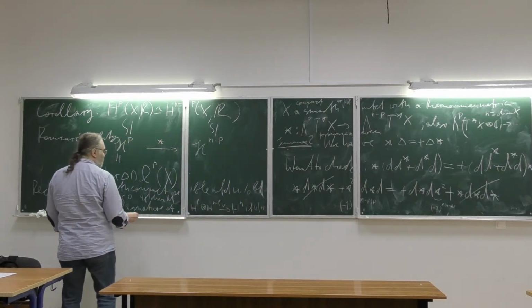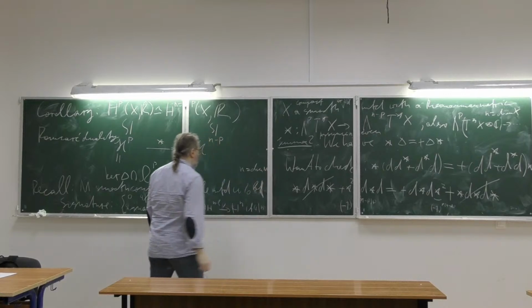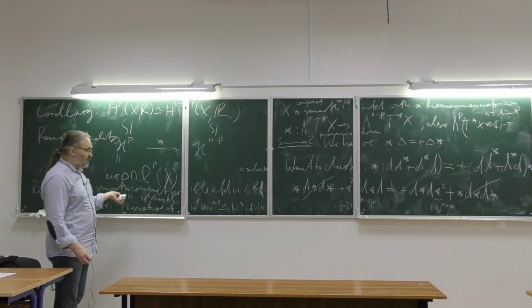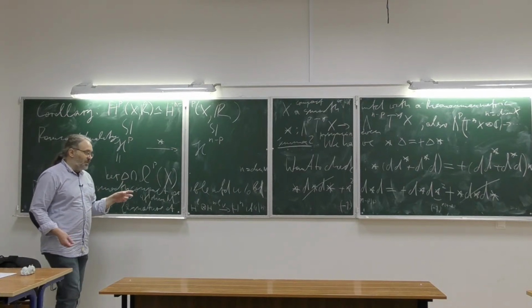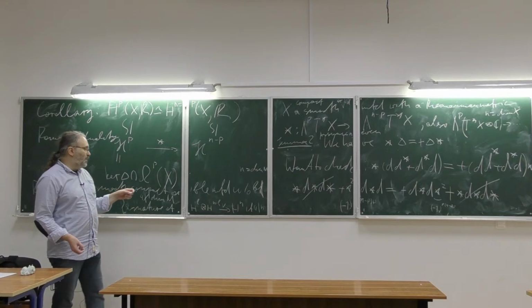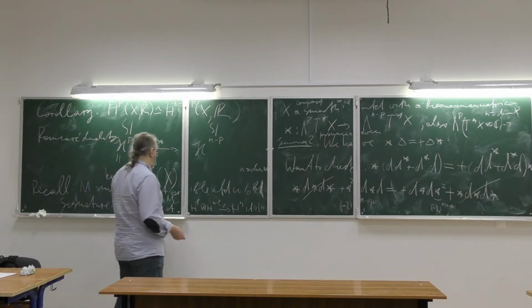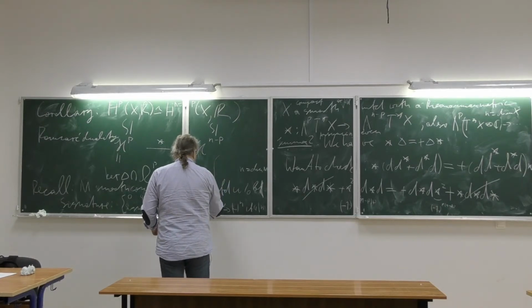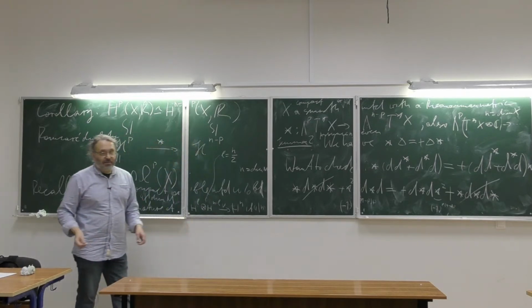So if the dimension is not a multiple of 4, then we just, by definition, set the signature to be 0. If the dimension is a multiple of 4, then we consider the intersection form on the middle cohomology, where l is one half n.